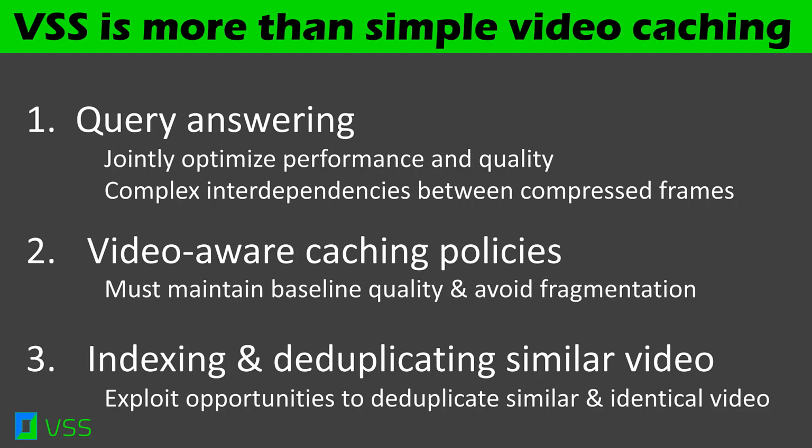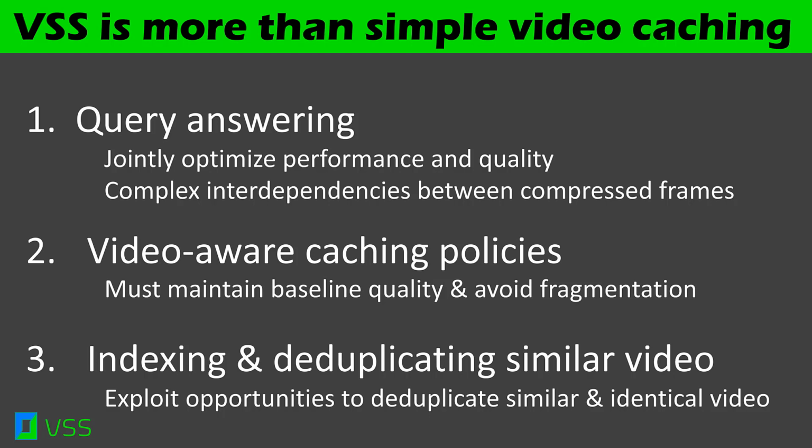And finally, while current systems deduplicate identical video, real-world video data is increasingly near identical and captured from physically proximate cameras, like in the case of autonomous vehicles or in traffic camera networks. And as we'll see, VSS can automatically identify these sorts of near duplicate video.